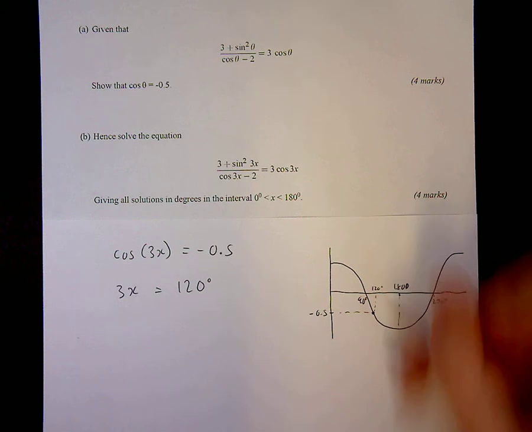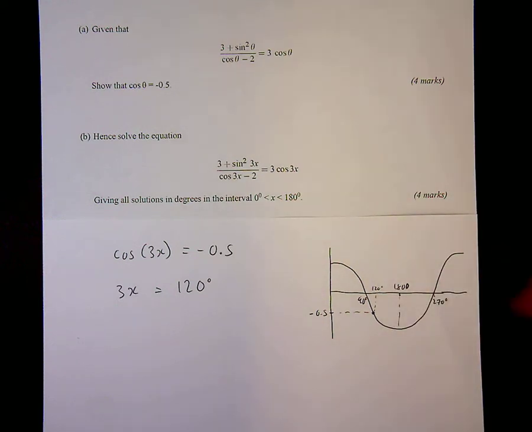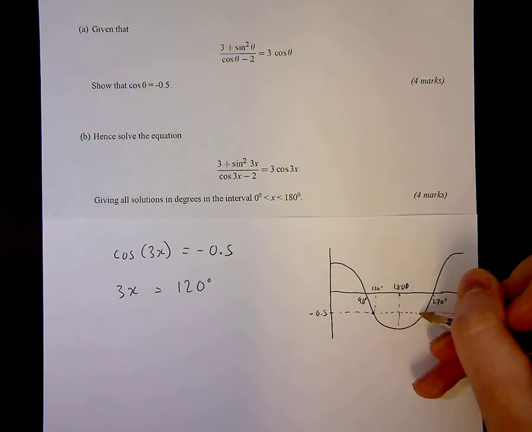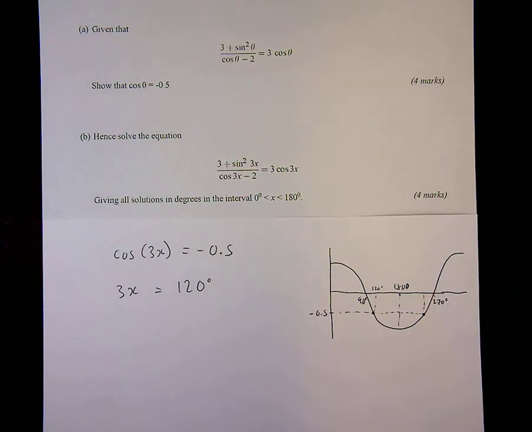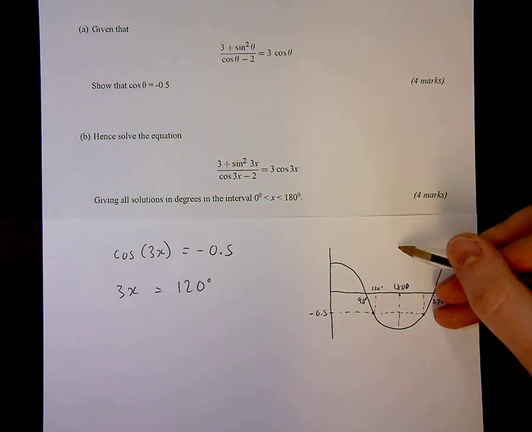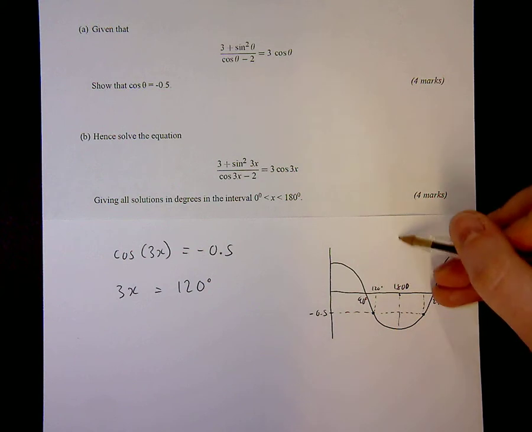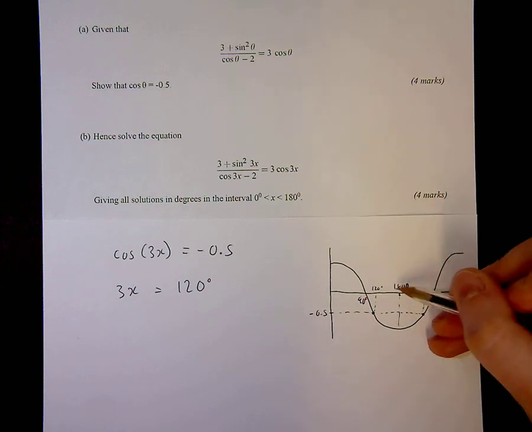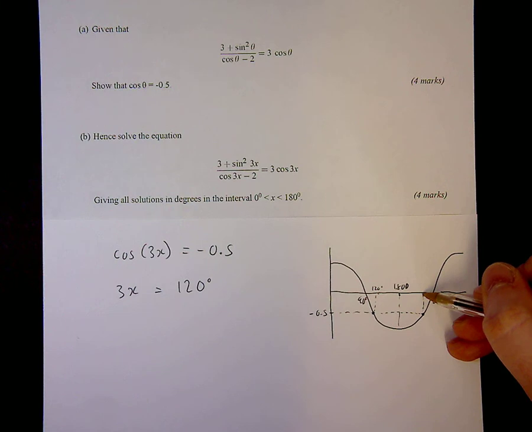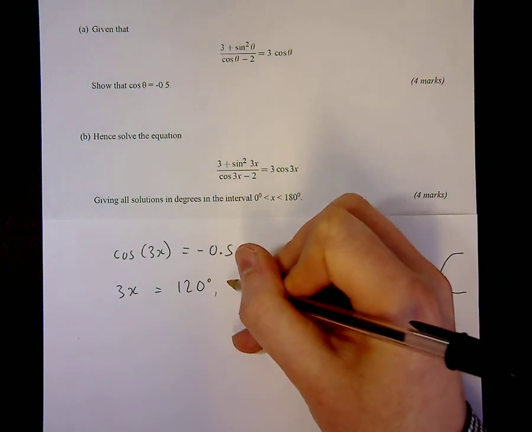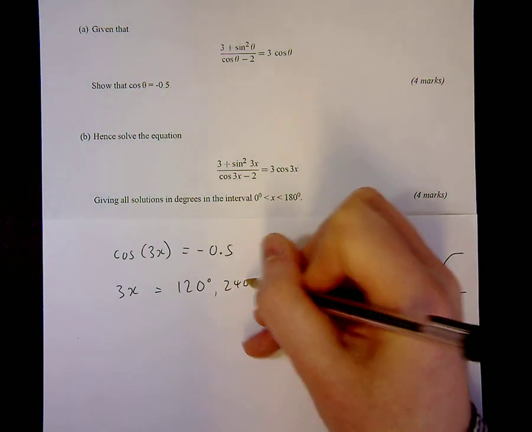But there will be more solutions if we continue along the negative 0.5. There'll be another solution here. To work out that, we just need to use the idea of the symmetrical nature. The cos graph is symmetrical on this line. So if that solution is 60 below, this one will be 60 above. So 60 above 180 will be 240 degrees. So there'll be another solution there.